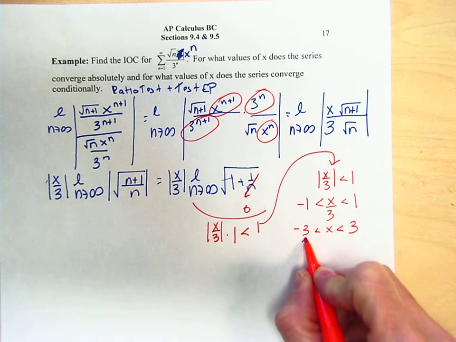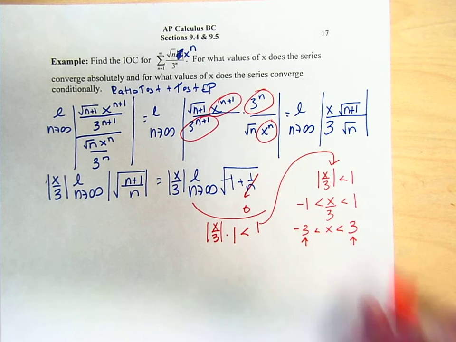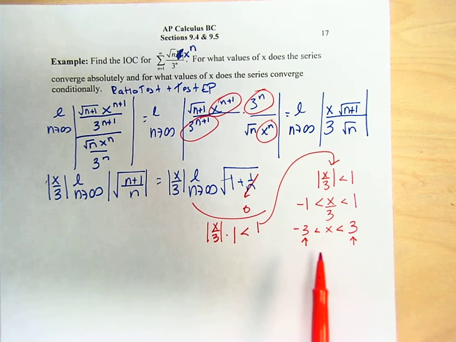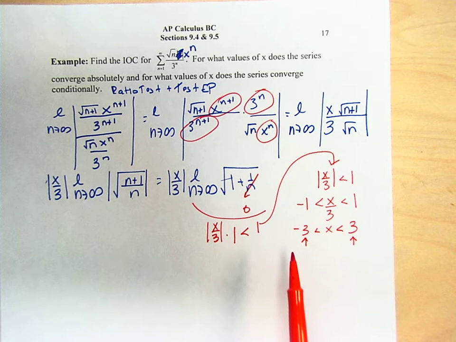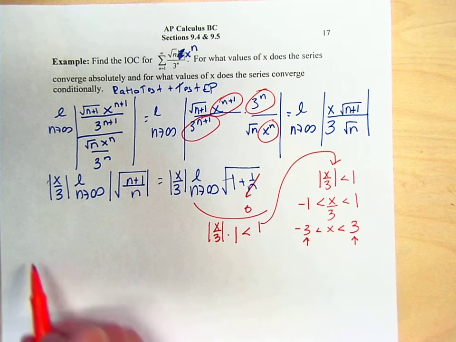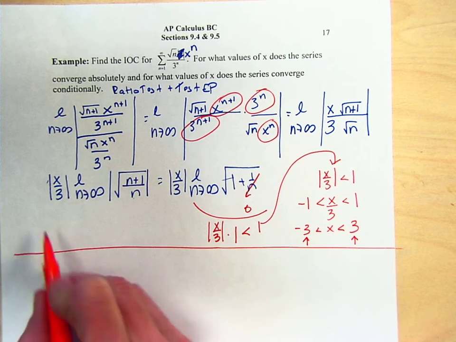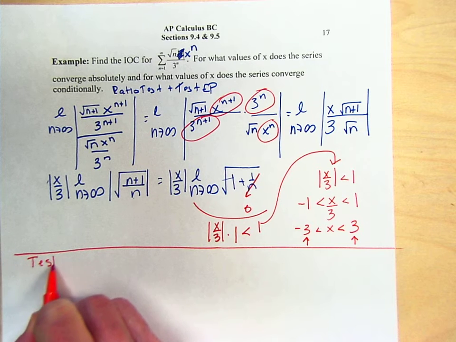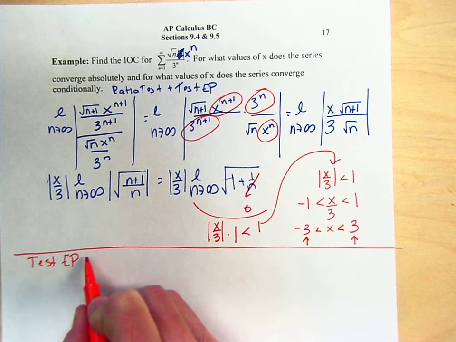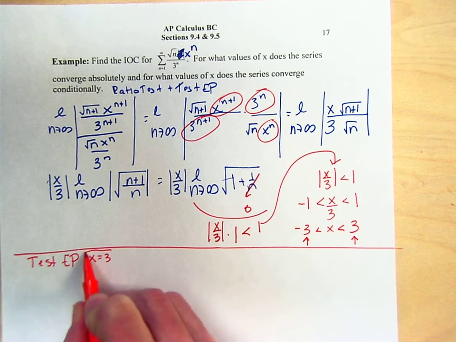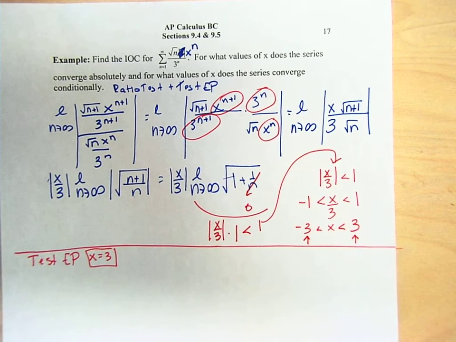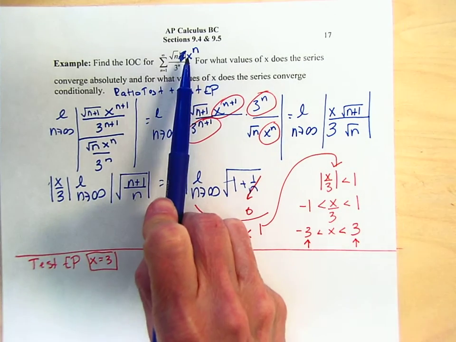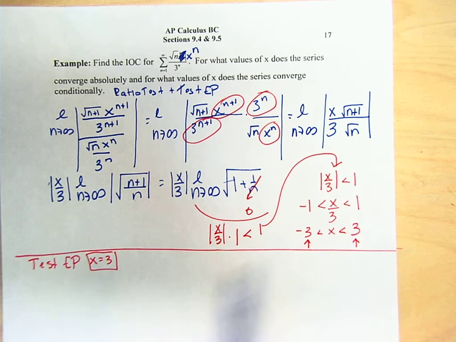We need to investigate these two endpoints. Remember, when you run the ratio test, that the ratio test is a test for absolute convergence. So now I'm going to draw a line, and we're going to test endpoints. Let's do the easy one first, x equals positive 3. So we go back to our original equation, and anywhere there's an x, we put in that value of x.